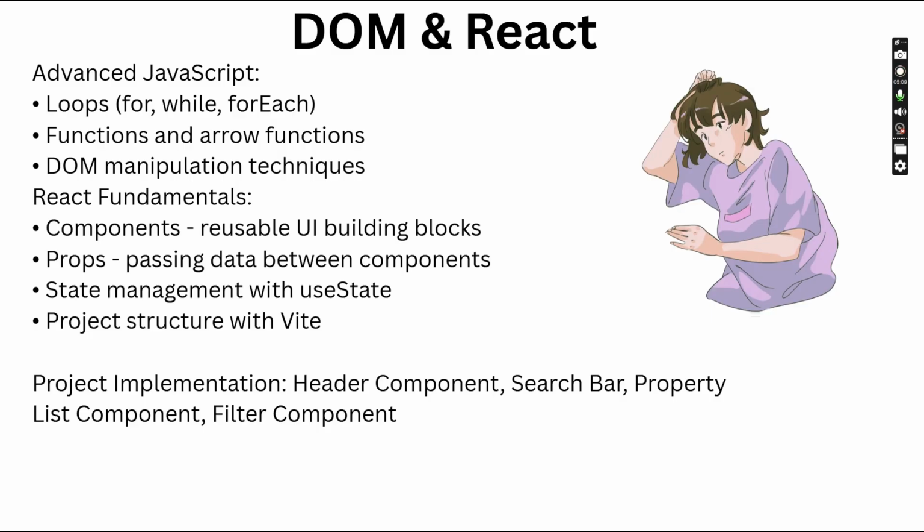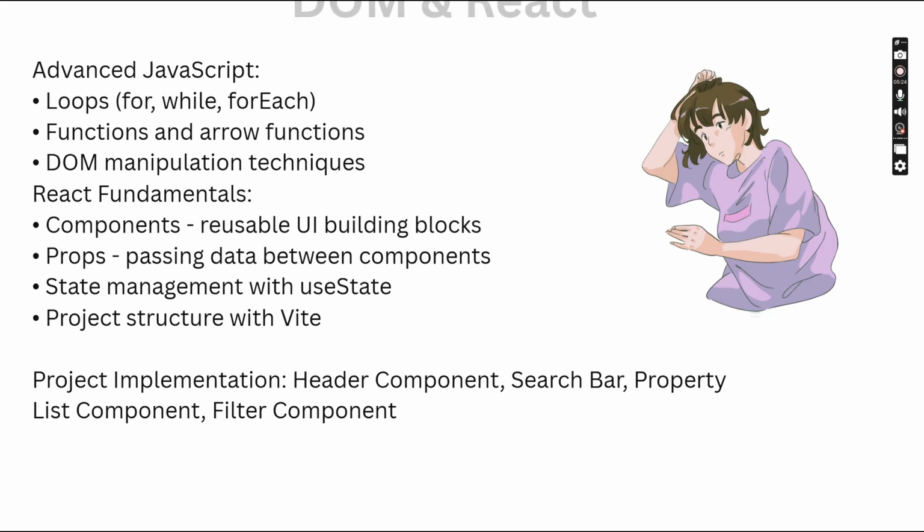Project structure with Vite. The components are reusable UI building blocks. Props are for passing data between components. Project implementation: header component, search bar, property list component, filter component.